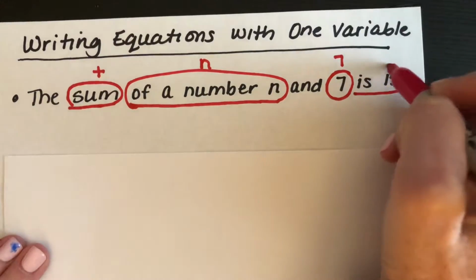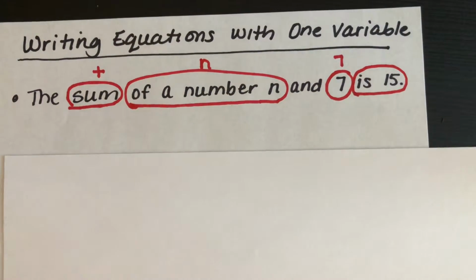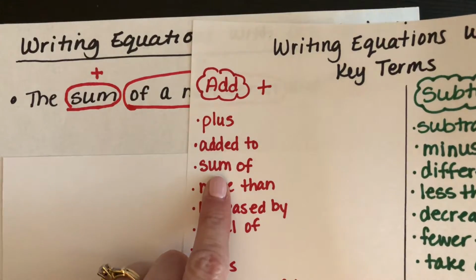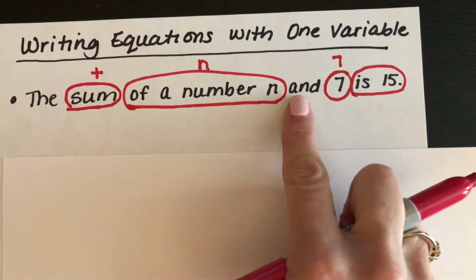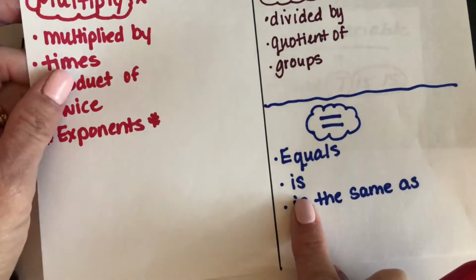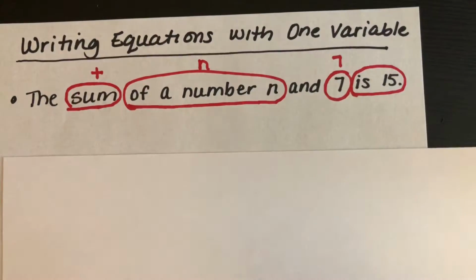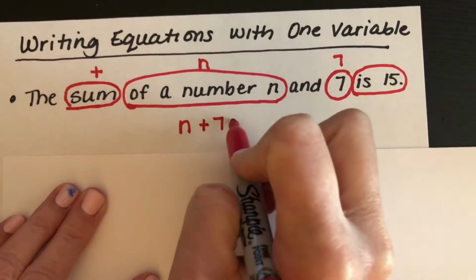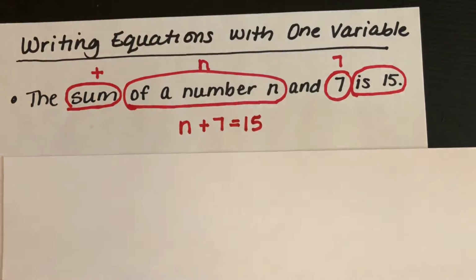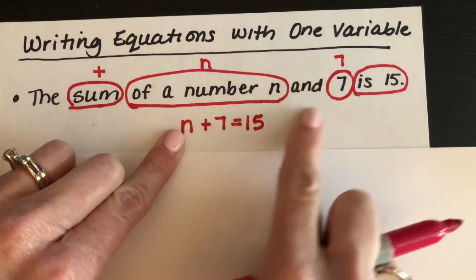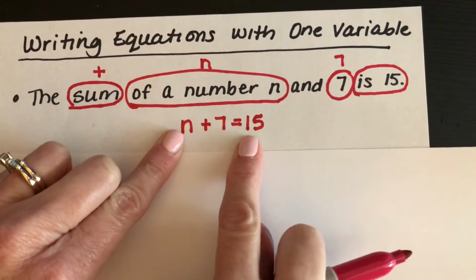is 15. Well, we know that the sum of a number n, the sum means to add. N and 7 is 15. So then we have the word is here for the equal sign. So I'm going to put n plus 7 equals 15. So I took the sum, which is the adding, n and 7 is 15, equals 15.